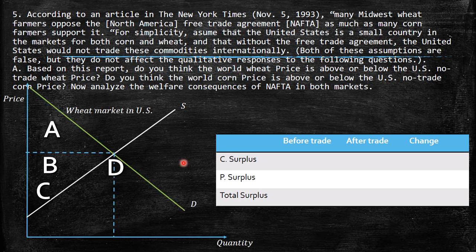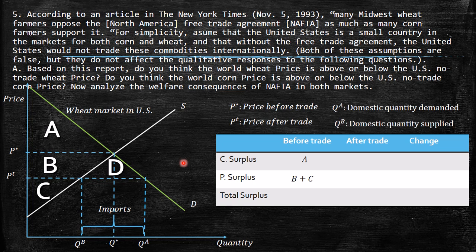So here we have again the first condition, Q star, P star, and the producers are going to be worse off because there are going to be importers. So here we have the QA and QB. This is going to be the imports, and in this table, as we have summarized before, we know that the producers are going to be worse off because of this minus B. This minus B is the part that they don't have anymore. So for this reason, the wheat farmers oppose it, because they are worse off.